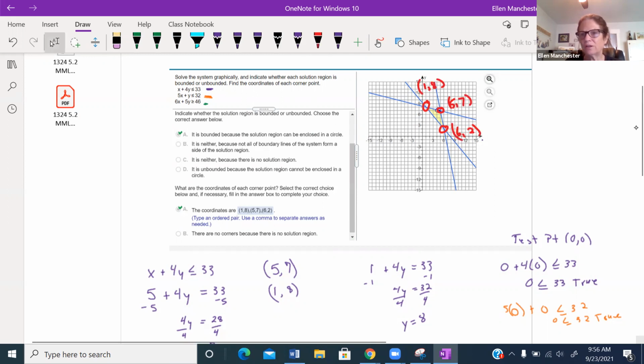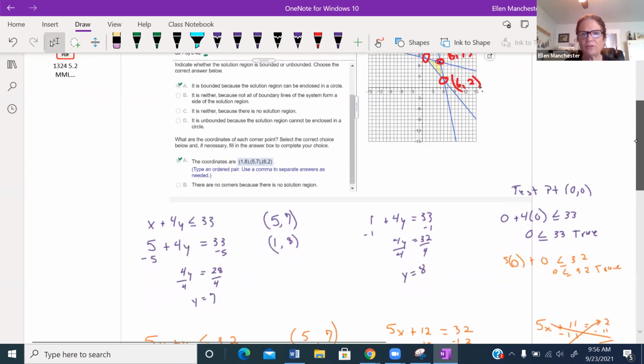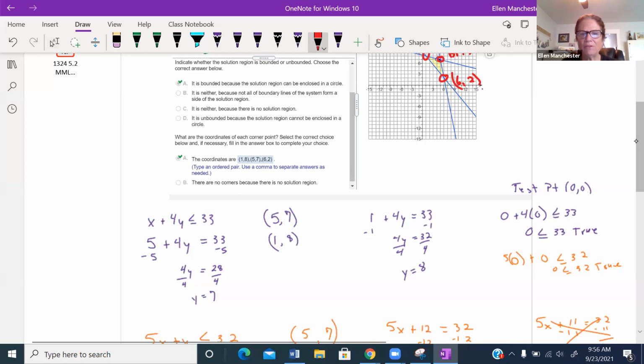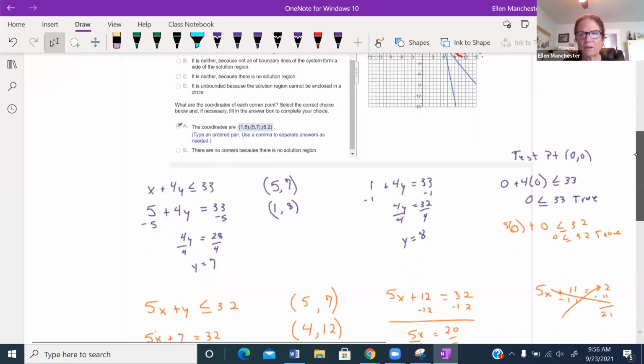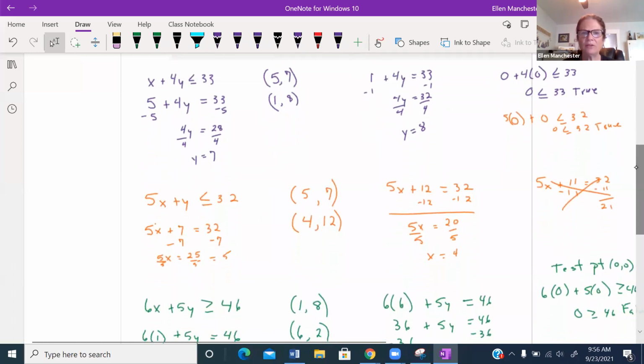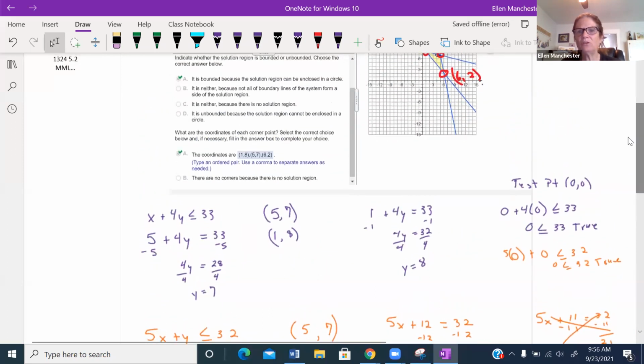Now, if you look at your points, there's the 5 and 7. 5 and 7 is repeated. 1 and 8 is also repeated, 1 and 8 here and 1 and 8 here. The 6 and 2 would have been repeated had we used x is 6 on the second line. It would have been the orange line. Okay, so since you have exact points, you can just read where your points are.